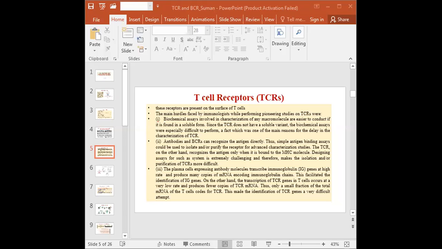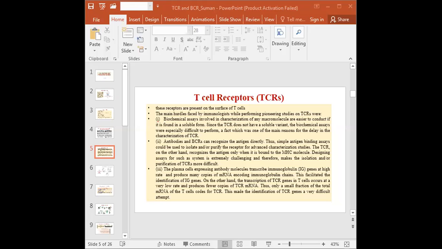Then, plasma cells expressing antibody molecules transcribe immunoglobulin genes at a high rate and produce many copies of mRNA encoding immunoglobulin chains. This facilitated the identification of immunoglobulin genes. On the other hand, the transcription of TCR genes in T cells occurs at a very low rate and produces few copies of TCR mRNA. Thus, only a small fraction of the total mRNA of the T cell codes for TCR, and this made the identification of TCR genes a very difficult attempt.